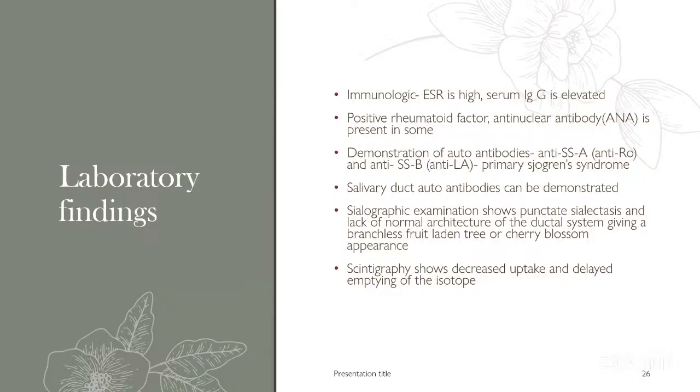Immunologically, you can find that ESR is high, serum IgG is elevated, rheumatoid factor is positive, and anti-nuclear antibody is present in some, and also autoantibodies like anti-SSA, anti-SSB, and salivary duct autoantibodies can be demonstrated. And then sialographic examination is also important, which gives a cherry blossom appearance. And scintigraphy will show decreased uptake and delayed emptying of the isotope.